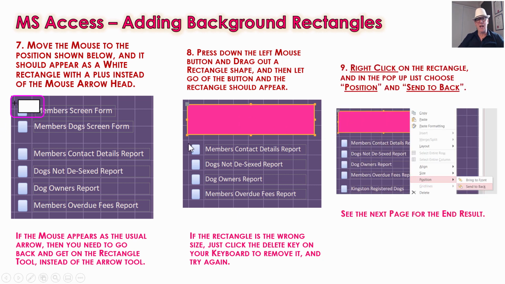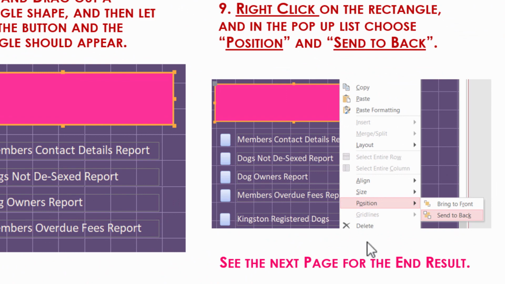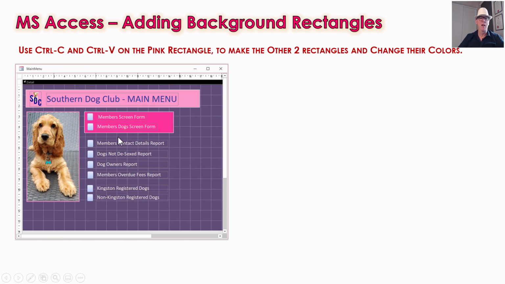Then we need to send that to the back because it's kind of covering everything up. So you right click on it and go position, send to back. That should fix everything up. And what should happen is we should have a rectangle behind our buttons and our 2 form labels. So this little rectangle here is telling us this is the section where we're doing forms.